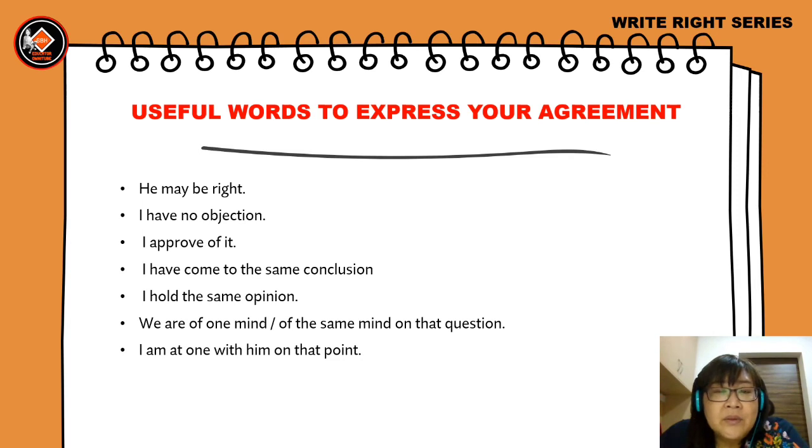Here are more words or phrases to express your agreement. He may be right. She may be right. I have no objection. I approve of it. I've come to the same conclusion. I hold the same opinion. We are of one mind. We are of the same mind on that question. I'm at one with him on that point.